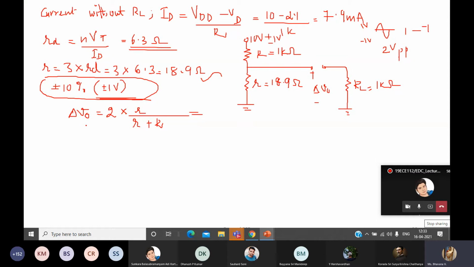So calculate the change in output voltage due to plus or minus 10% change in the power supply.